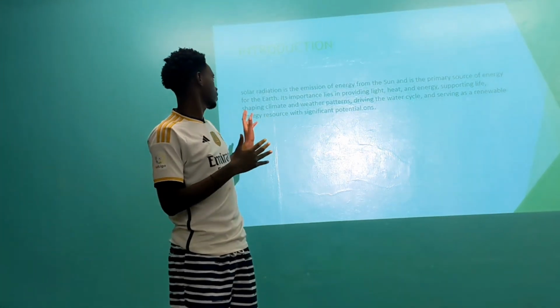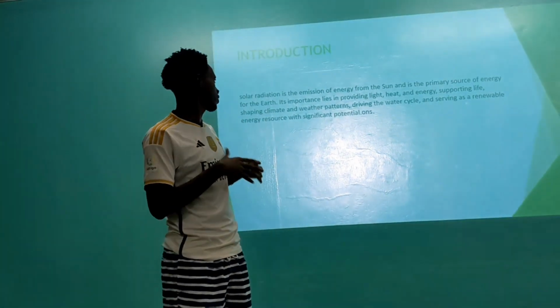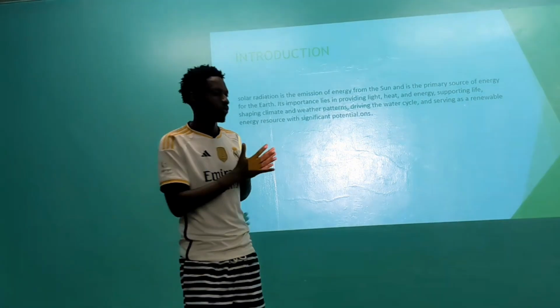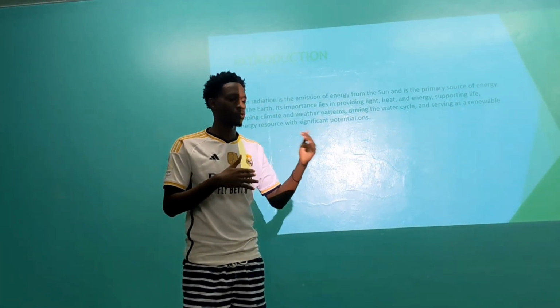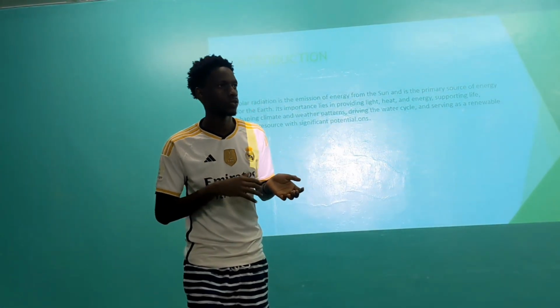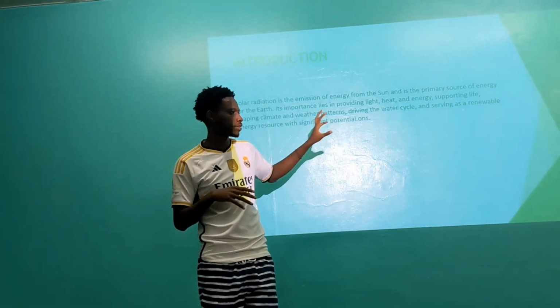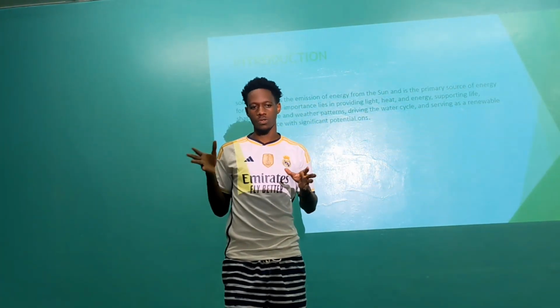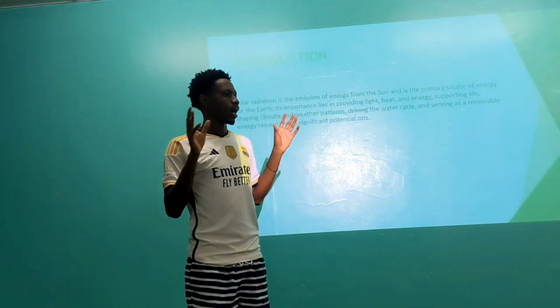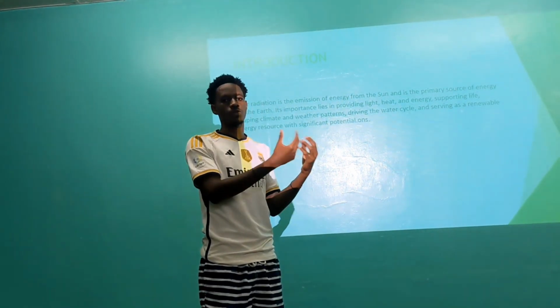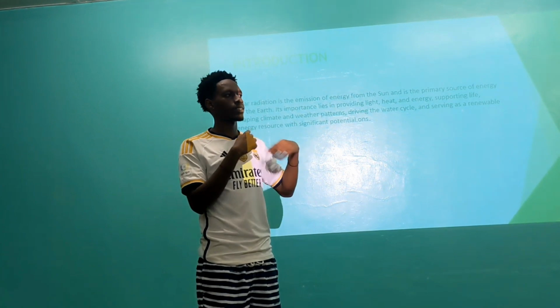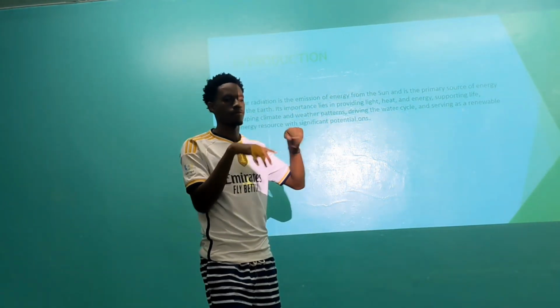Solar radiation, we have seen, is the emission of energy from the sun. There is a huge difference between solar radiation and the sun. The sun is there and it acts as the main source of energy in the world. And also the sun provides what we call solar radiation. The sun is the source of solar radiation.